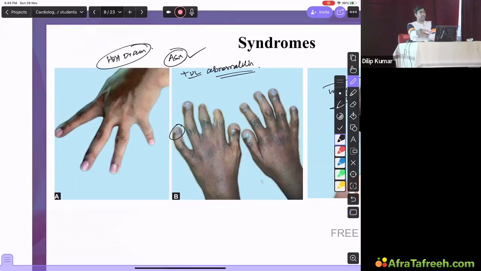So they can be very bad, like what? Complete absence of radius and thumb. So the radius is here, right? Along with the radius, the entire thumb may be absent. That's very bad. That's a more severe phenotype. Or alternatively, they can have brachydactyly, small fingers. This patient is having a smaller ring finger, little finger, pinky. You can see, a very small little finger is there.